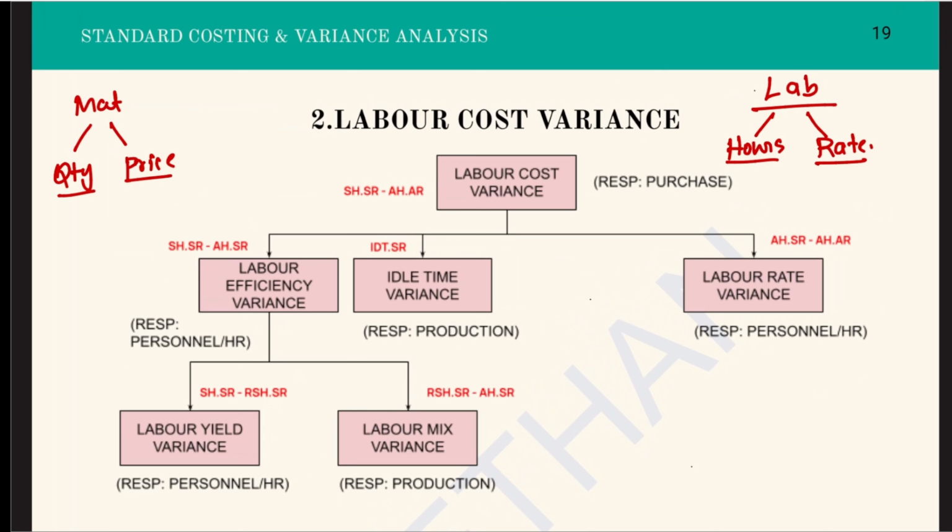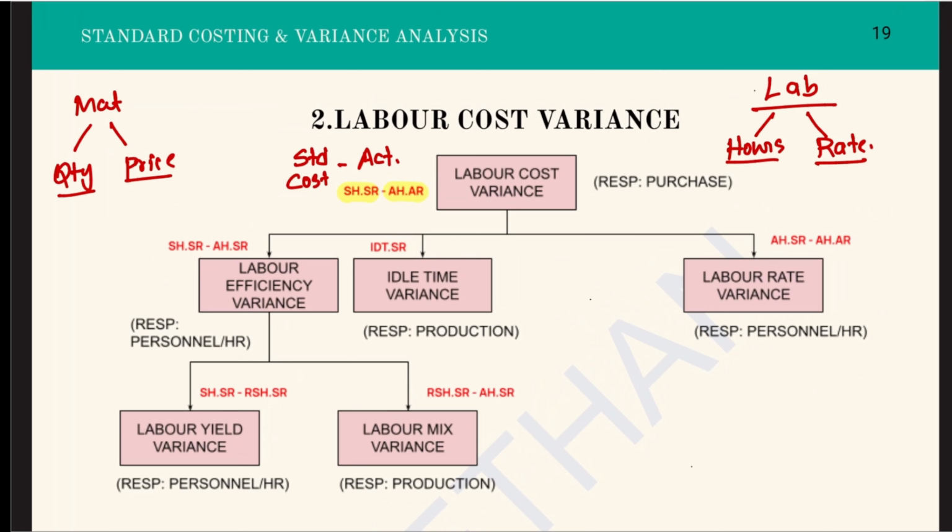The topmost variance is the overall labor cost variance. This is nothing but your standard cost minus actual cost. Standard is given by standard hour, standard rate, and actual is given by actual hour, actual rate. The labor cost variance can be because of differences in hours or differences in rate.